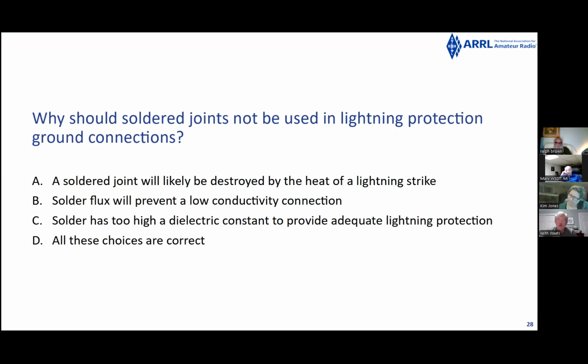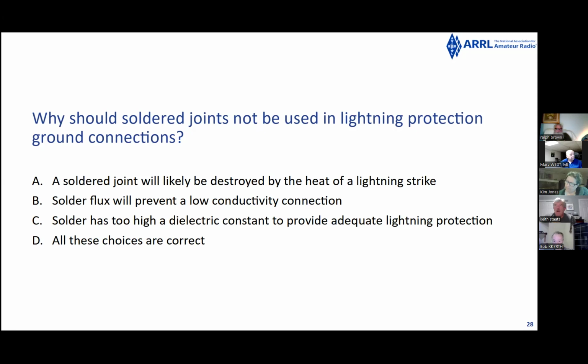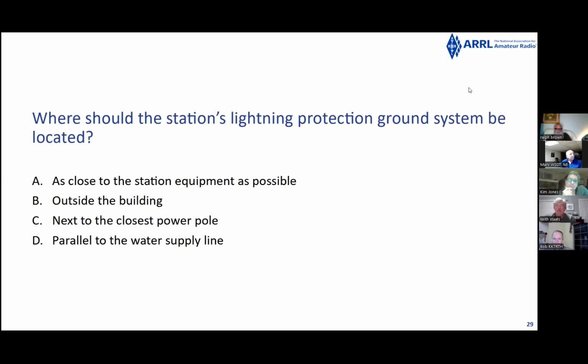A. Where should the station's lightning protection ground system be located? As close to the station equipment as possible, outside the building, next to the closest power pole, parallel to the water supply line. I would say B, as in boy. Yeah, outside the building.